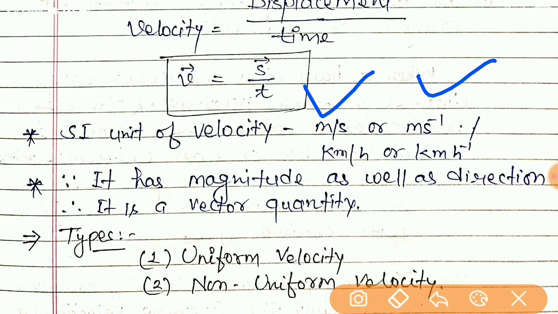Okay, as you know, it has both magnitude and direction, so it is a vector quantity. Now, types of velocity: there are two types. The first one is uniform velocity and the second one is non-uniform velocity. Okay, I am giving you some examples.